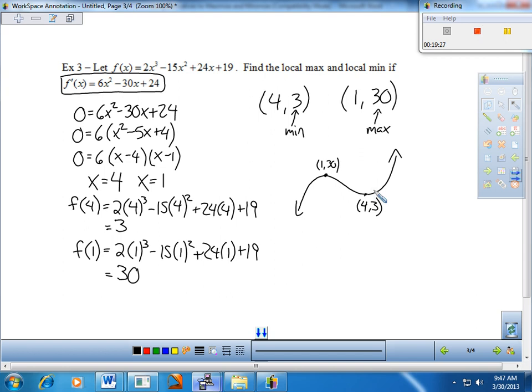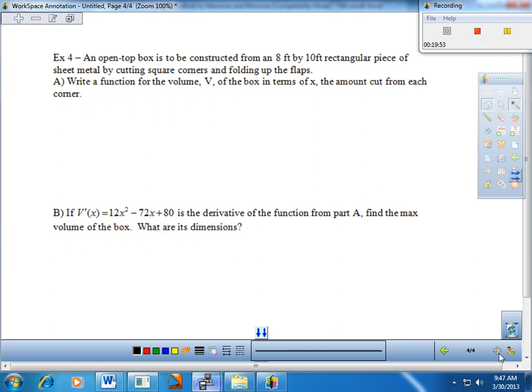All right, really looks quite nice. The beauty of this one, of course, was I gave you the derivative. That made it quite easier, didn't it? What do you say we do one application here, and then we'll start to round this out a little bit.